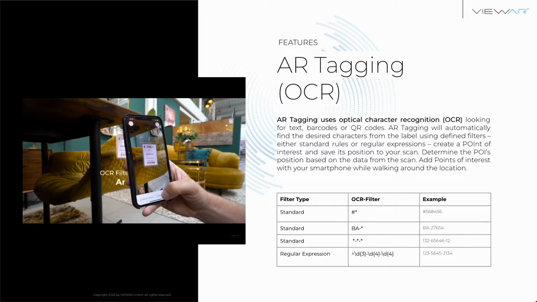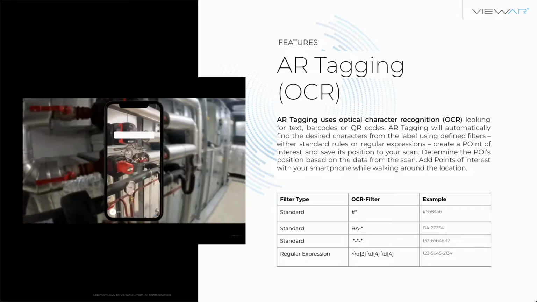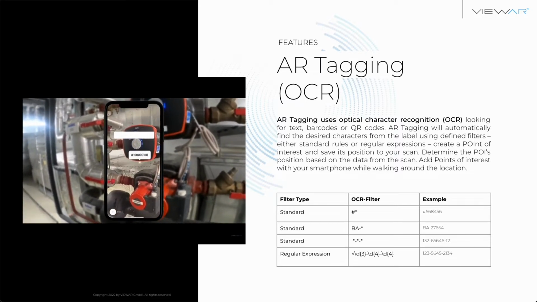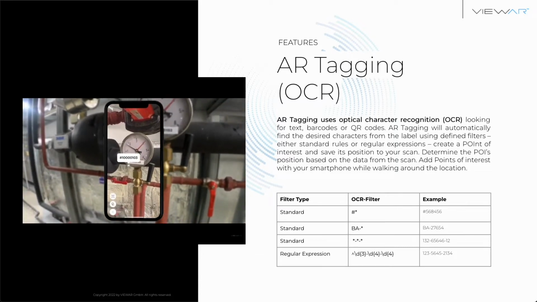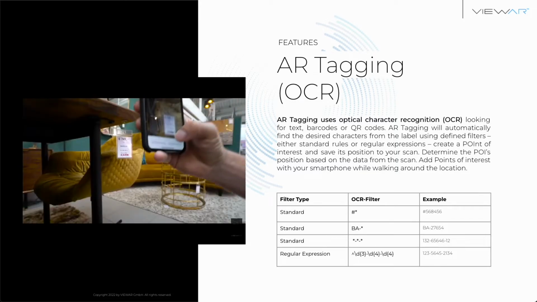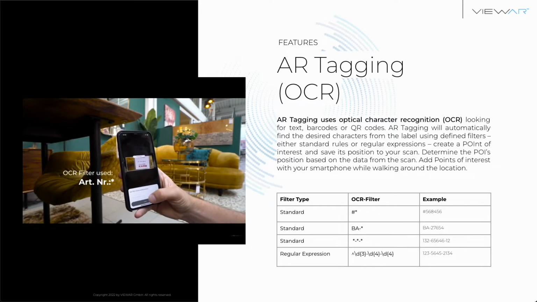Another feature that we provide is called AR tagging using OCR. We use the spatial awareness of knowing where the phone is and where we're looking in order to combine it with text detection in the camera image. You can also define filters that allow you to only look for specific text in the camera image.